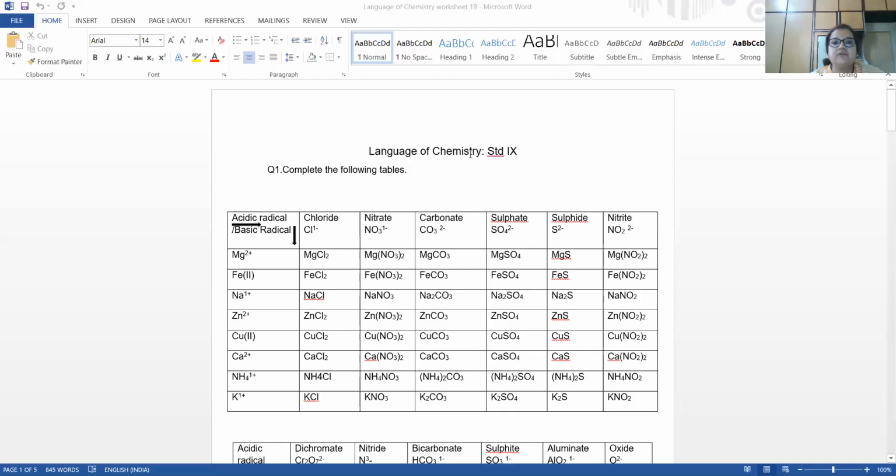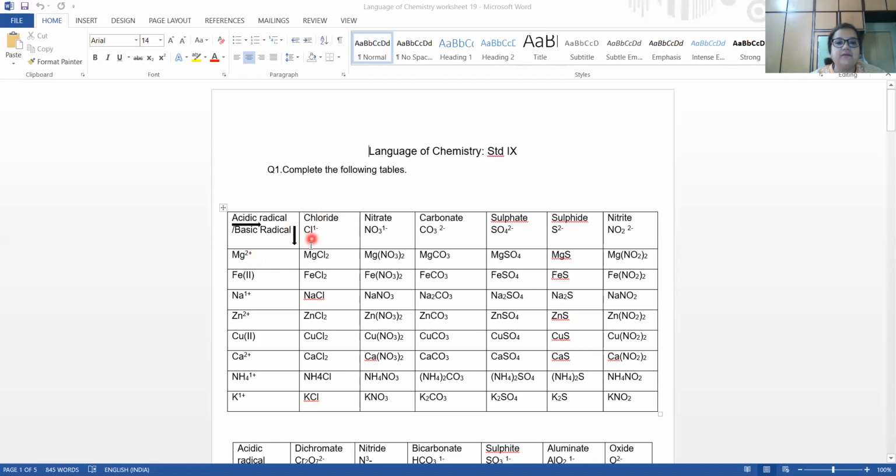Now let's start doing this. I've given you the language of chemistry, my first worksheet, on 19th of March. I've given you all the formulas. Why did we write so many formulas? See, you can make the formulas like this. It's very easy. You can even make your own tables. You can make your own crosswords using the formulas and forward them to school. So that will help us.